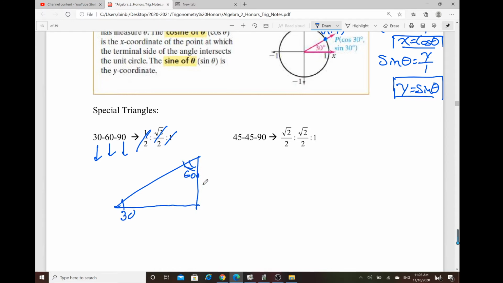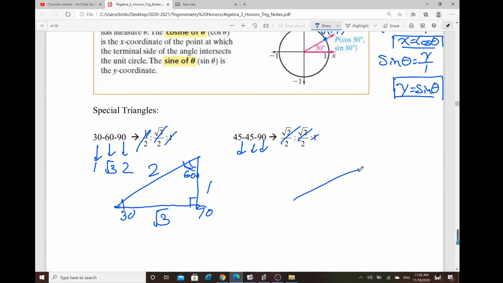So for the 30, 60, 90 degree triangle, the ratio here is always 1. Over here, the longest side, the hypotenuse, is 2. Down here on the bottom, it's root 3. So it's 1, root 3, and 2. Also there's the ratio for the 45, 45, 90 triangle. Let me cross those out first, and we're using the special ratios in other special right triangles.